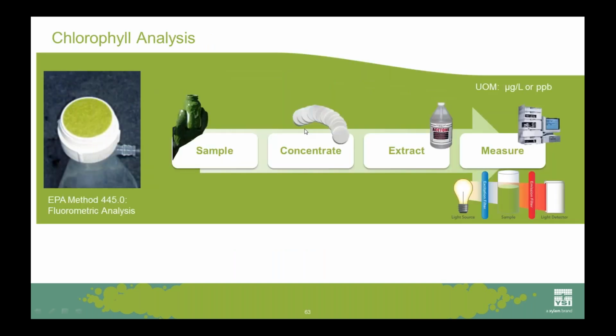In the field, a sample is collected and it's filtered to grab the algae. And then we extract that with acetone or methanol, depending on the method you're using. And then we may visualize that on a fluorometer like we discussed, or an HPLC equipped with a fluorescence detector.